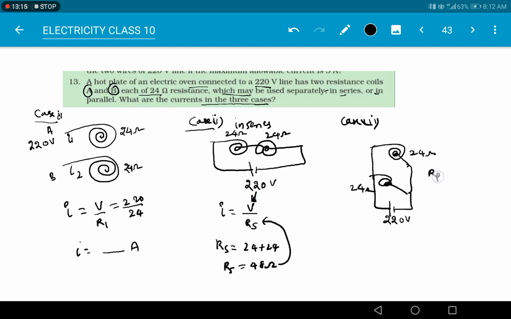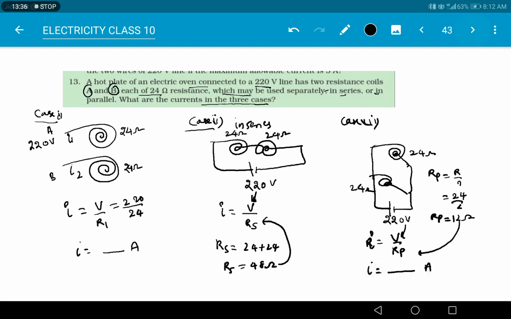Next, in parallel, 24 by 2, resistance will be 12 ohm. Therefore, I is equal to V by Rp. So use this Rp and V in this. You are going to get the current in the three cases.